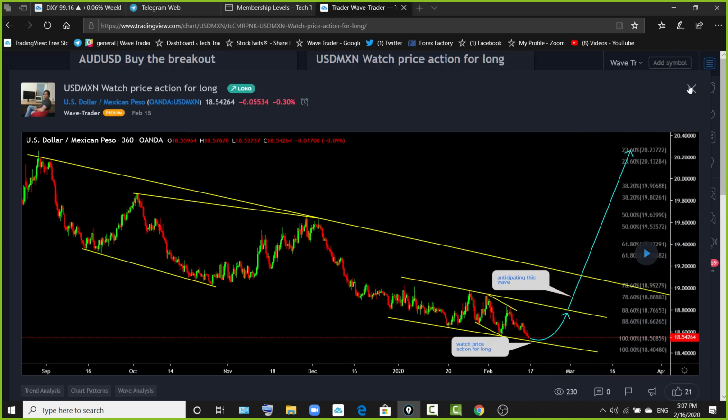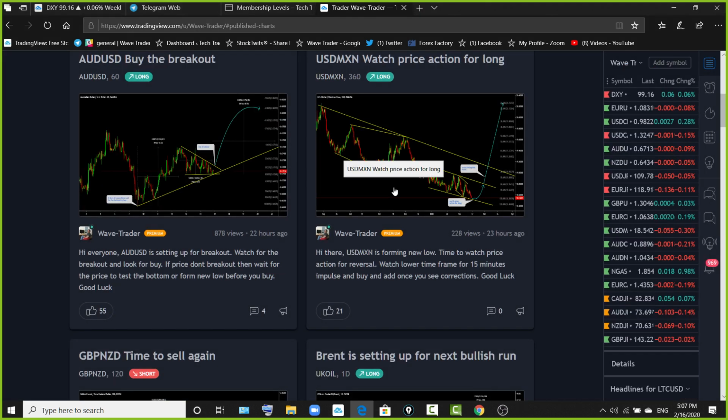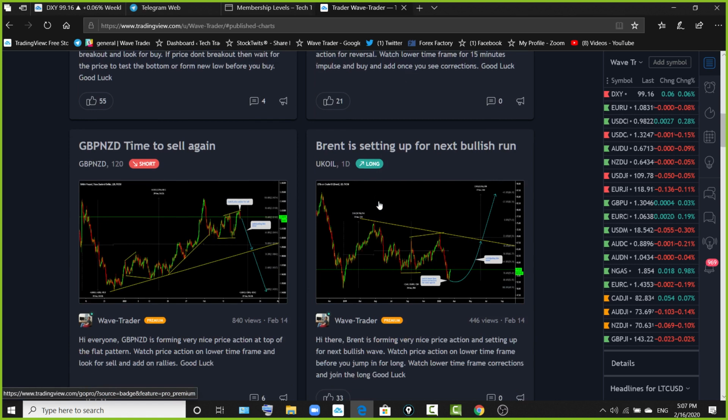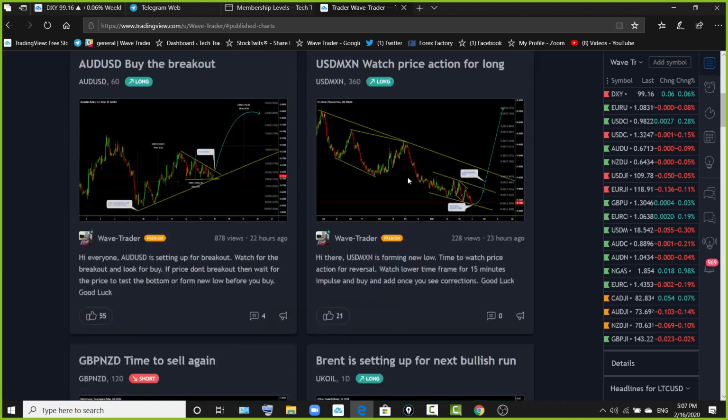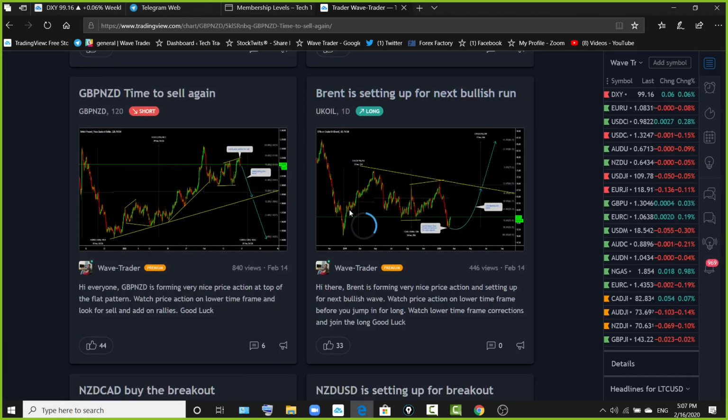So this is the dollar peso. Nice chart. Okay, updated chart. All charts are there on TradingView. You can get all charts on the dollar peso. So if you trade on that, watch it. All right. So pound New Zealand dollar.